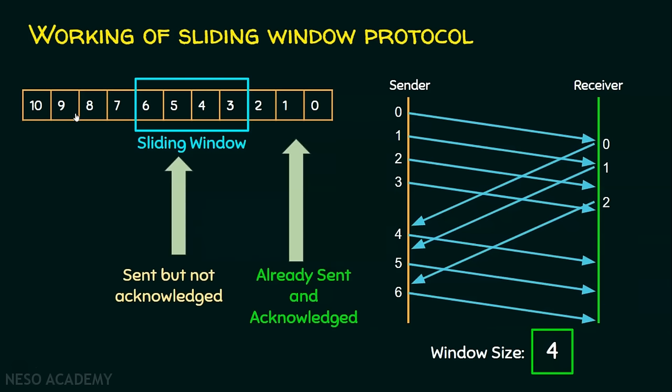And what about frames 7, 8, 9, 10? If you observe here, the sender has not sent any frames with the numbers 7, 8, 9, 10. So the last portion is the frames that are not yet sent.